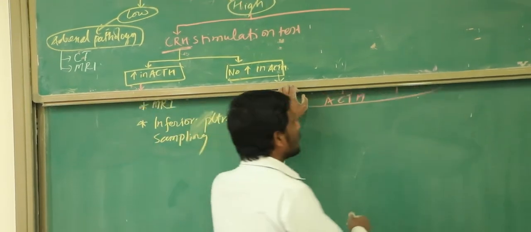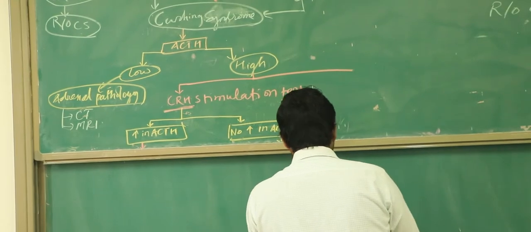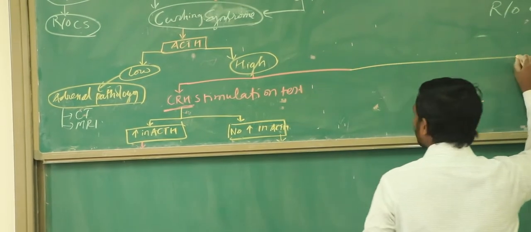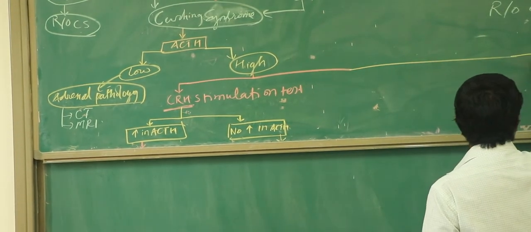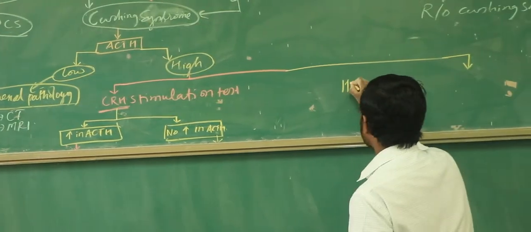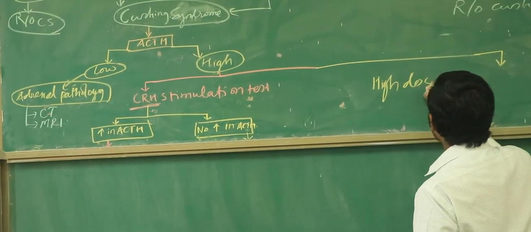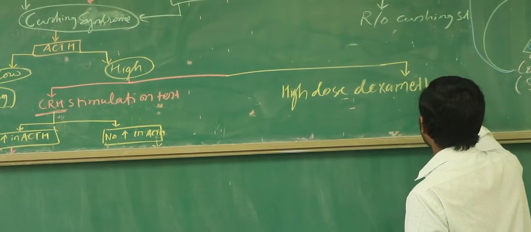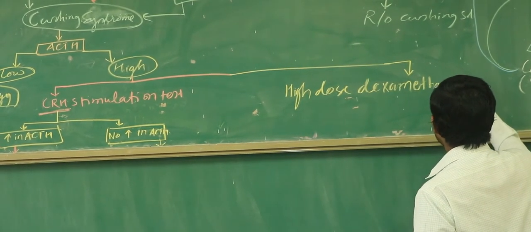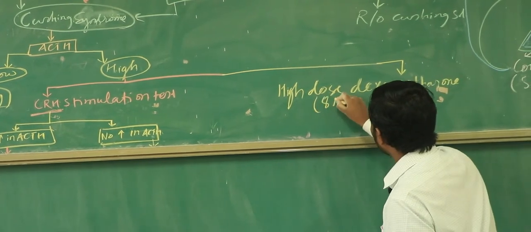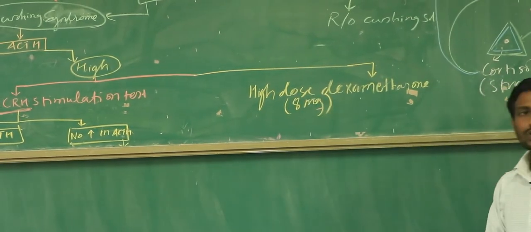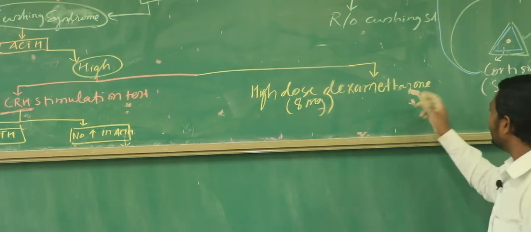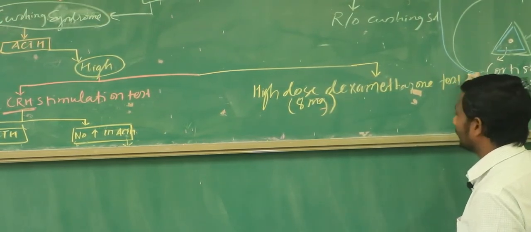Now at the same time, as I was saying, we can even do another test for this patient, and this test is not the CRH stimulation test, we call it the high dose dexamethasone test. By the way, if I am saying high dose dexamethasone test, how much dexamethasone am I using? 8 milligrams. So we are now going to use the 8 milligram high dose dexamethasone test, right?